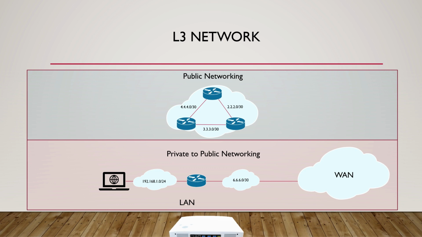Okay, so let's go ahead and talk about the network addresses used in these two topologies. You can see in the top topology I am using 3 different public IP subnets, whereas in the bottom private/public network I am using 1 private network and 1 public network.